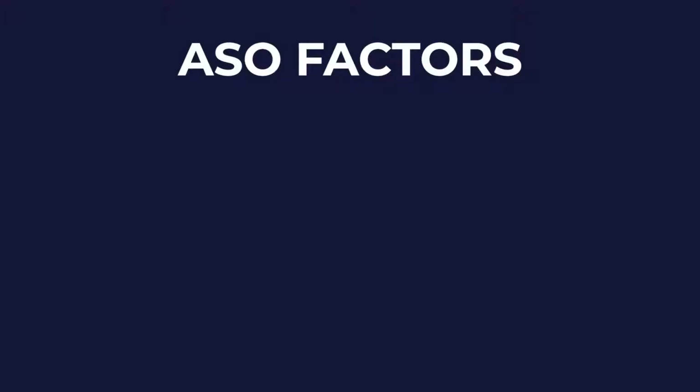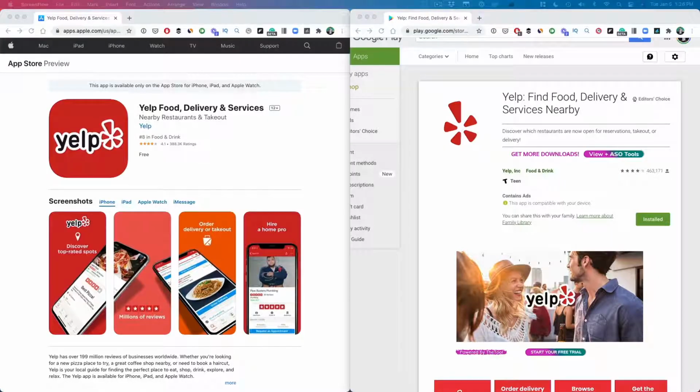And number 1, and it's the most important factor in your keyword rankings, it's going to be your app title. Now, on my screen, I have Yelp as an example. I love their app. I'm just picking on them because they're a huge company and a lot of people know them, and they started to optimize their app store listing. So here, let's take a look at the differences.